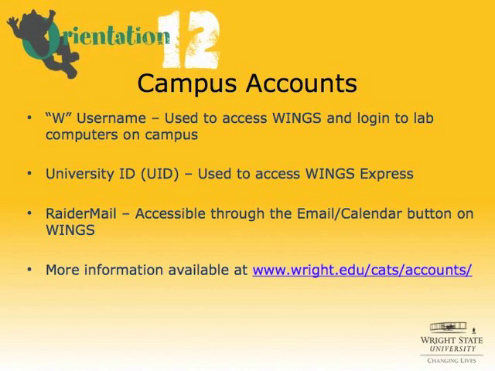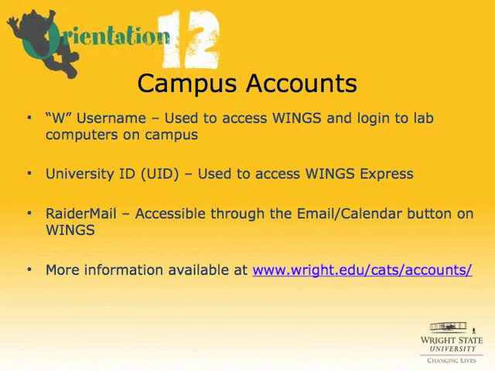Upon the receipt of an admissions application, the student receives a letter indicating the campus username, password, and university identification number, or UID. The campus username generally begins with the letter W. The W username is used to access WINGS, the online student web portal. The username is also used to log into lab computers on campus. For the W account, you are required to change your password the first time you log in and every 180 days thereafter. Call the CATS help desk if you have trouble accessing your account.